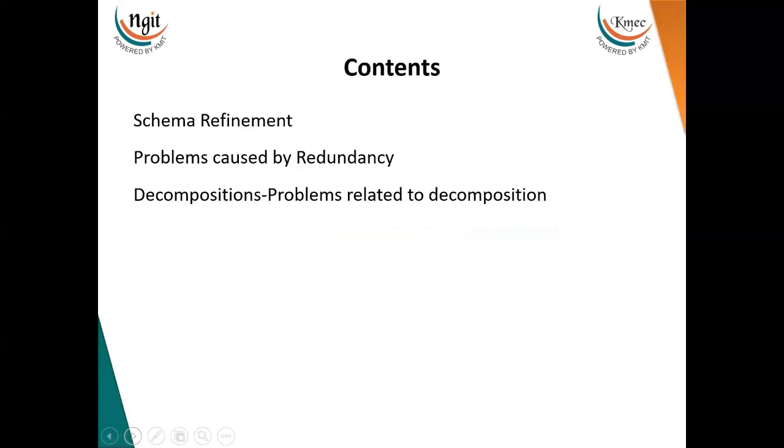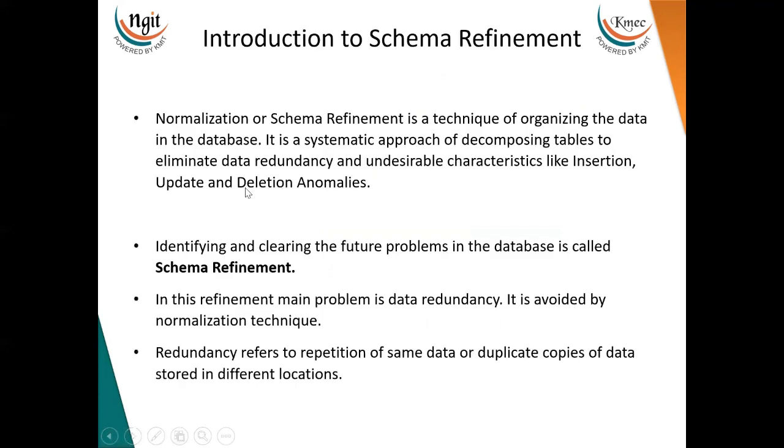Hello all, in this session we are going to discuss schema refinement, problems caused by redundancy, decompositions. Also the problems related to decompositions. Firstly, what is schema refinement? Normalization or schema refinement is a technique of organizing the data in the database. It is a systematic approach of decomposing the tables to eliminate the data redundancy and undesirable characteristics like insertion, update, and delete anomalies, which means that schema refinement is a process of organizing the data properly in the database.